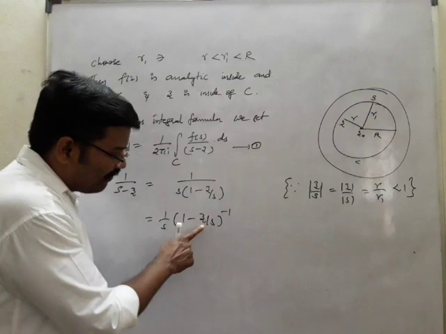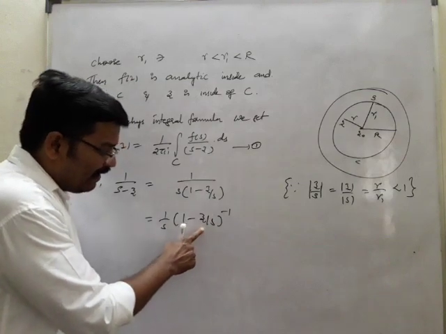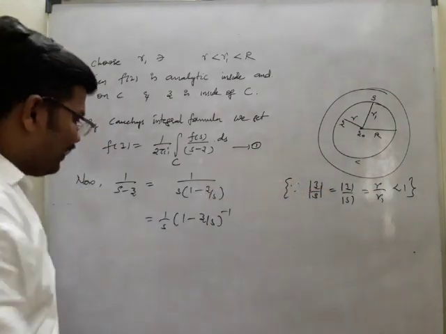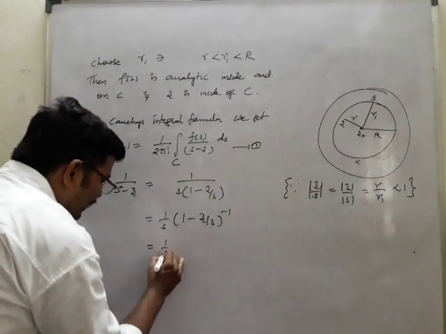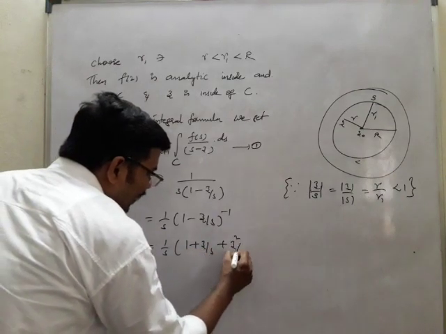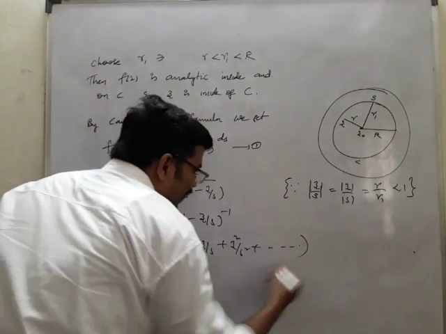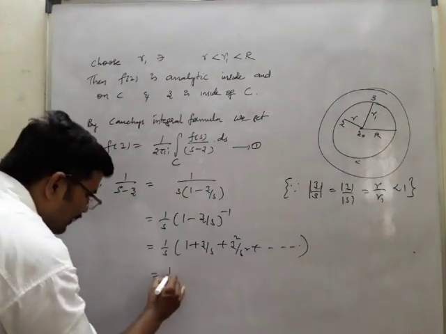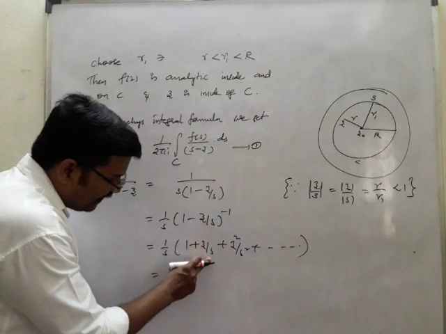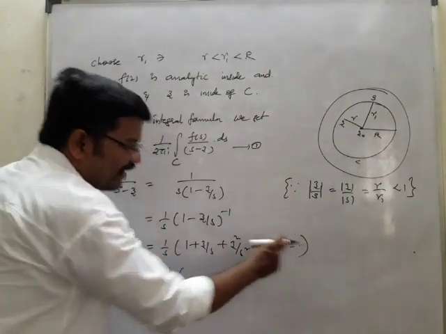And here you should understand mod z. Total z value, 1 minus z, that should be less than 1. Already we have taken. So this is 1 by s times 1 plus z by s plus z square by s square plus and so on. This is what we have. Now what is this? 1 plus z by s plus z square by s square plus and so on.